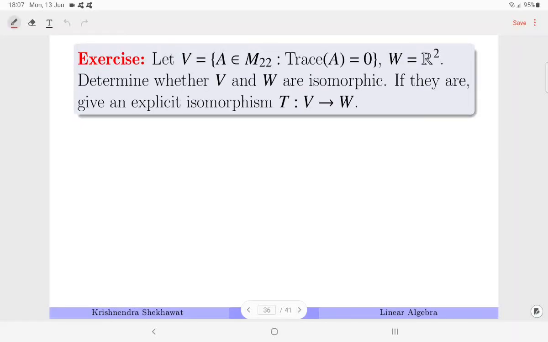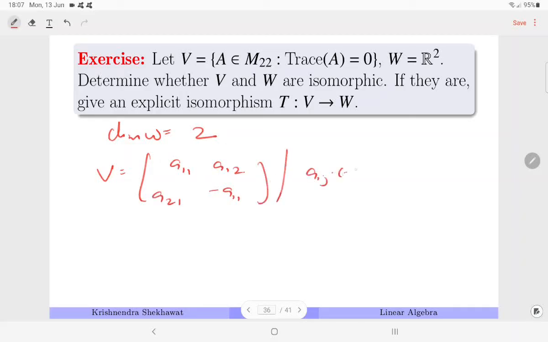So if I quickly look at this one, I have to check whether V and W are isomorphic, which means I simply have to check whether their dimensions are equal. The dimension of W is equal to 2, already given. For V, it is defined as A11, minus A11 because trace A is 0, where Aij belongs to R. This means there are 3 variables, so the dimension of V is equal to 3. Dimension V is not equal to dimension W, therefore they are not isomorphic.